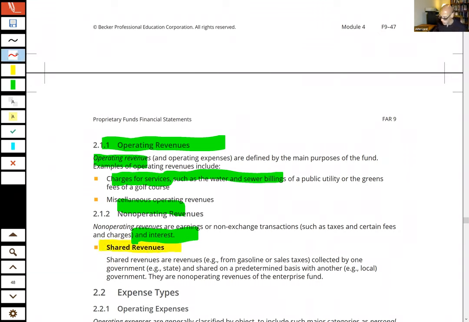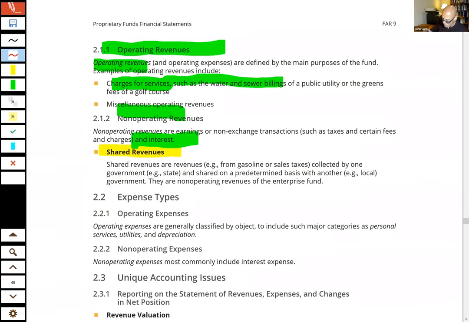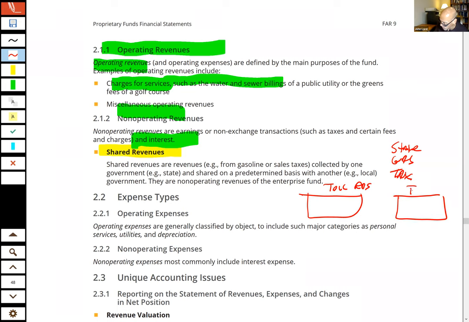And what happens with shared revenue? Well, let's say we don't have toll roads in California, but let's say there's a state gas tax. And then let's say we have several toll roads in that state, like Florida. It's got a lot of toll roads. I mean, coming from California, any state that has more than one toll road feels like they have a lot.